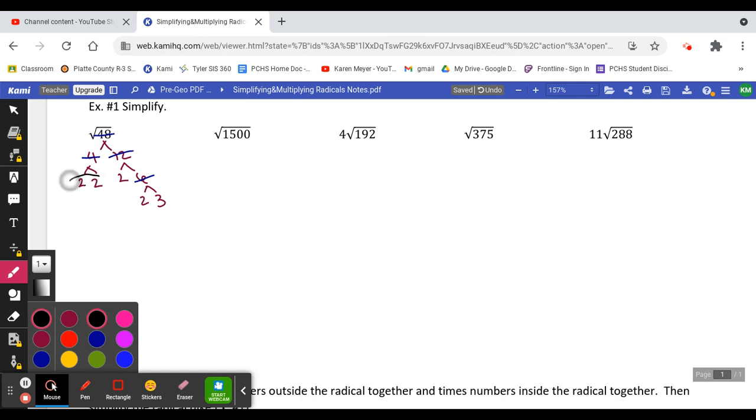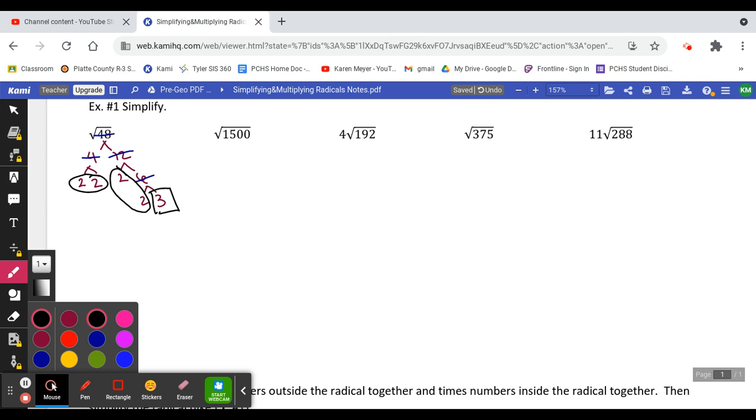Hopefully everybody notices right here I have 2 2s, so I'm going to circle them. And then I also have another 2 2s, so I'm going to circle them. And then what do I not have 2 of? The only number I don't have 2 of is my 3. So that's my single number. And I always put my single numbers in a box.